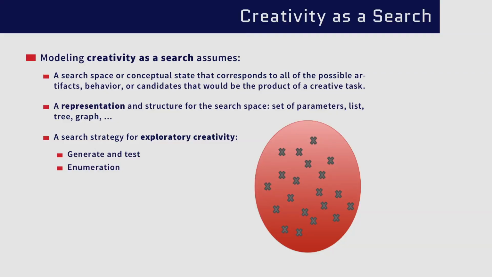There are few formal approaches to creativity. Of the ones proposed so far by researchers on computational creativity, most emphasize search as a central mechanism to simulate creativity. Most often, generative art or computational creativity projects start by identifying a search space or conceptual space that corresponds to all the possible artifacts, behaviors, or candidates that would be the product of a creative task.